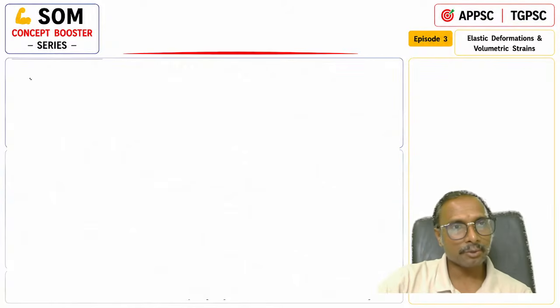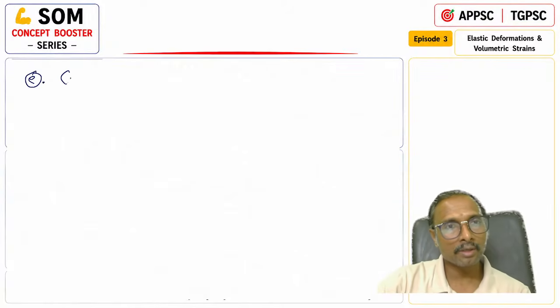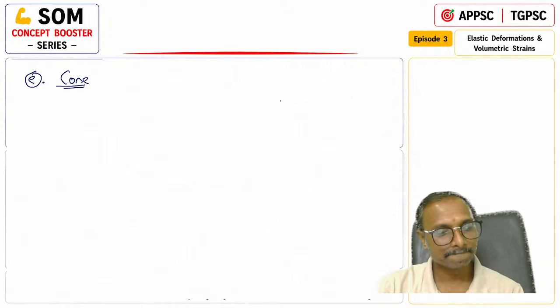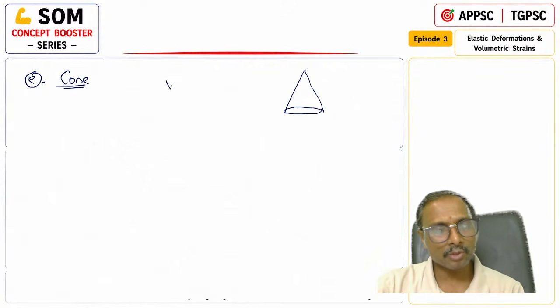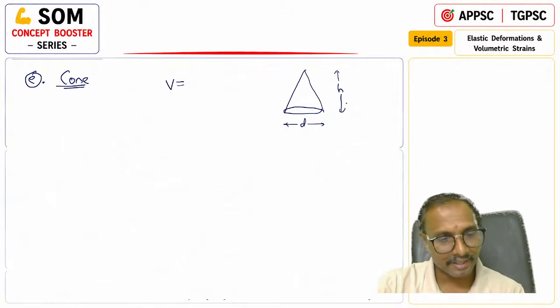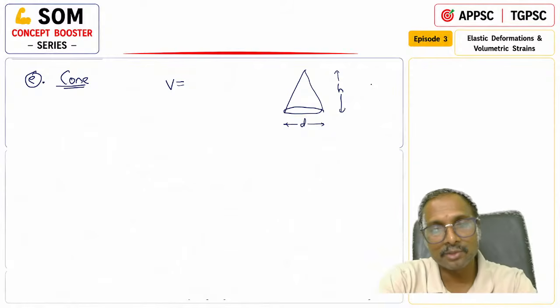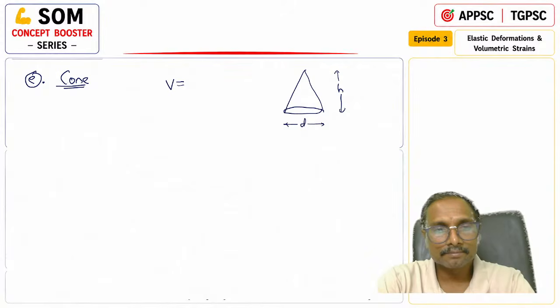So next, what is another one you have? Cone. What is the cone? Whenever you have a cone like this, tell me, what is the volume of this cone if you just observe in terms of this diameter? This is your diameter D and this is your height H. Tell me, everyone, what is the volume of this cone?